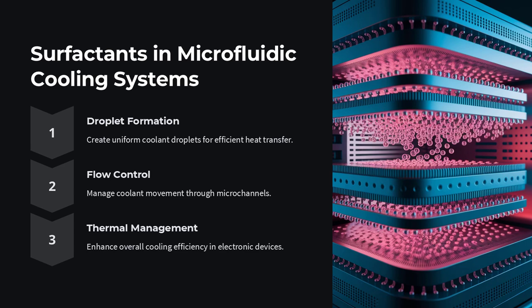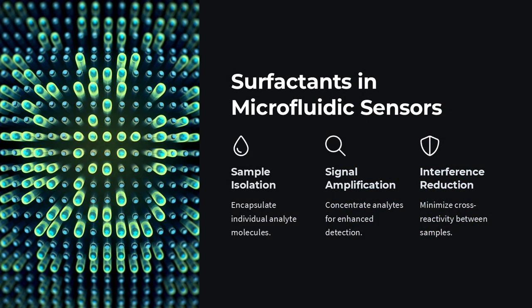When asked whether these advances could lead to more efficient industrial processes, the answer is yes. By harnessing the power of surfactants to fine-tune interfacial properties, industries can achieve greater consistency and efficiency in production, ultimately reducing waste and improving product quality.